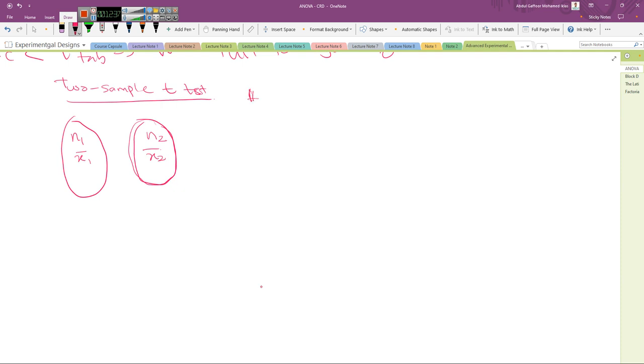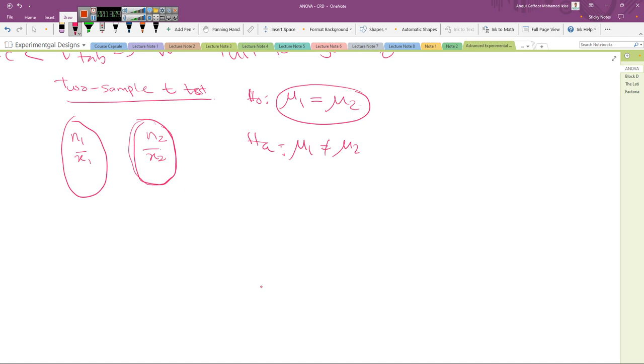So our null hypothesis is mu1 is equal to mu2, which means we are just assuming whether the mean of the first population will be equal to the mean of the second population, and HA will be mu1 is not equal to mu2. This is a two-tailed test again.